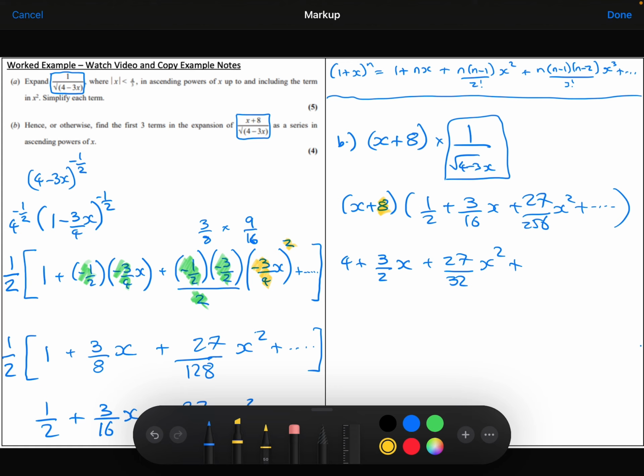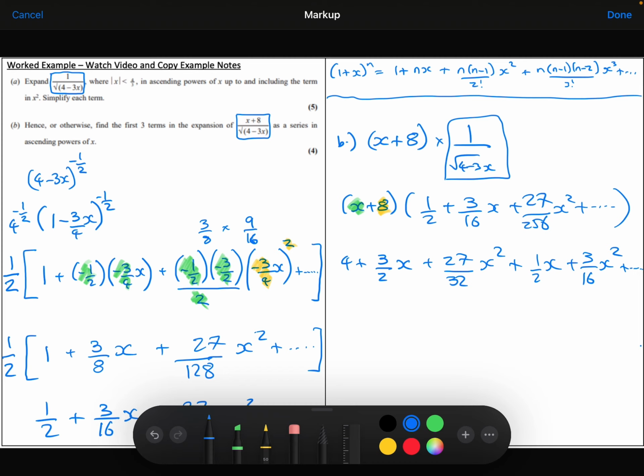Now I need to multiply through by the x. So x times a half is a half x. x times 3 over 16 is 3 over 16x squared. And I don't need to do any more multiplication because I've already got what will be my first three terms: the constant term, the x term, and the x squared term. So I don't need to do any more expanding.